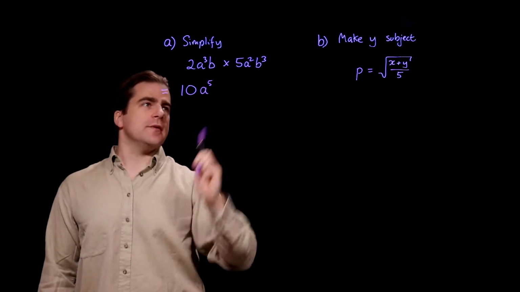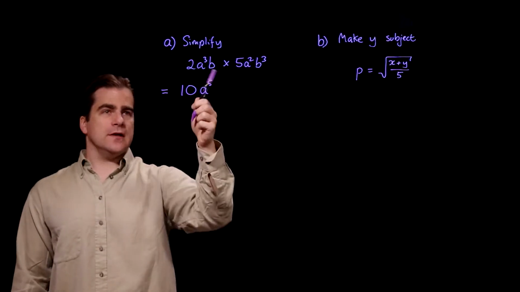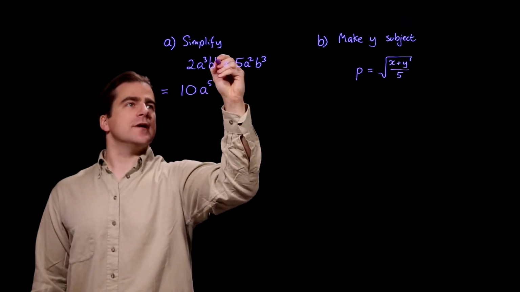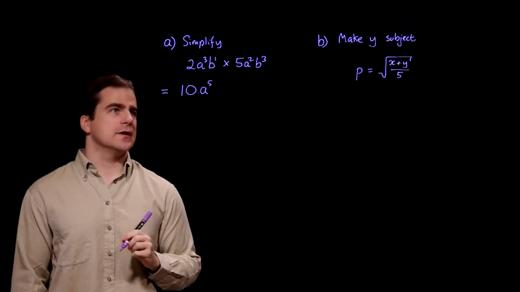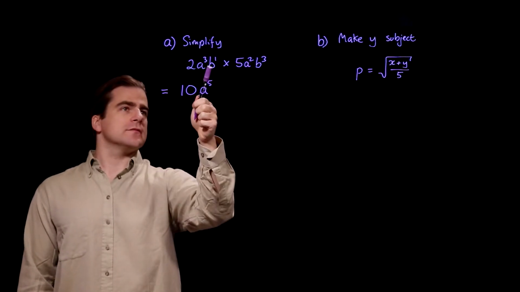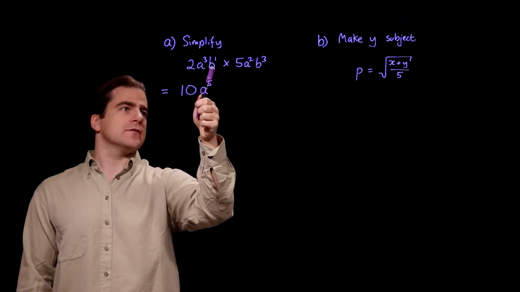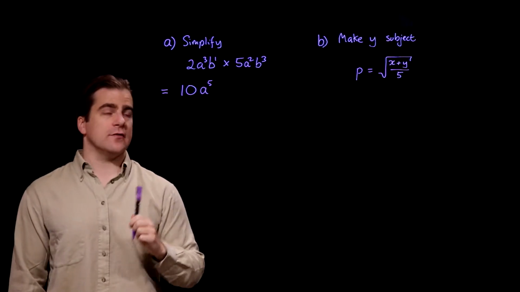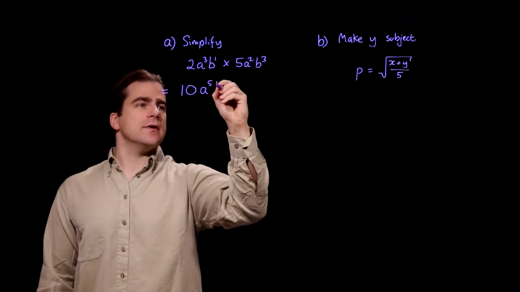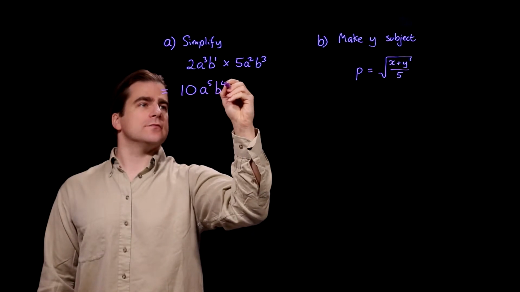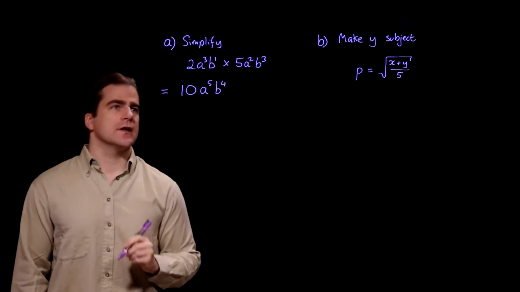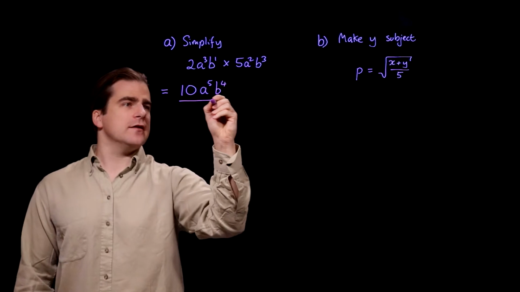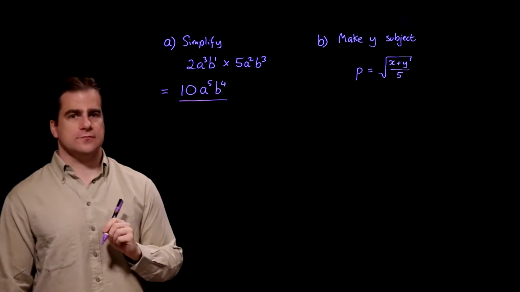b times b cubed. Well, b is the same as b to the power of 1. So b to the 1 times b to the 3 is b to the 1 plus 3, which is b to the 4. So that's it: 10a to the 5, b to the 4.